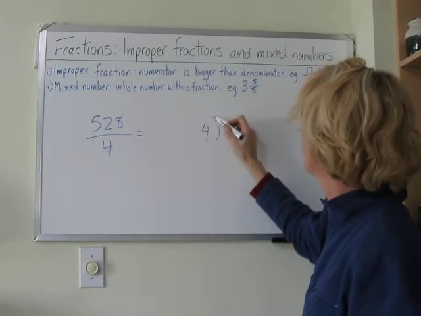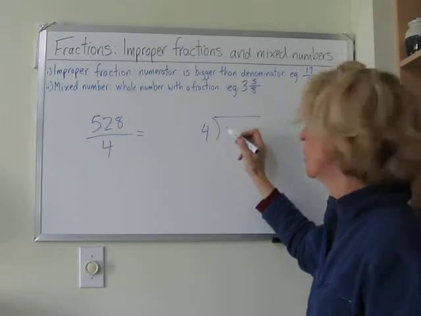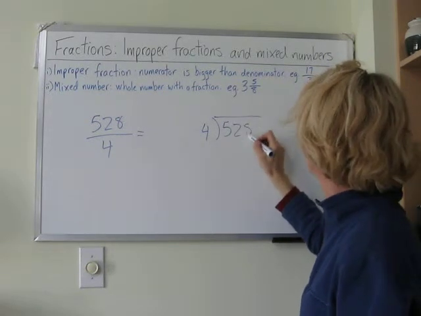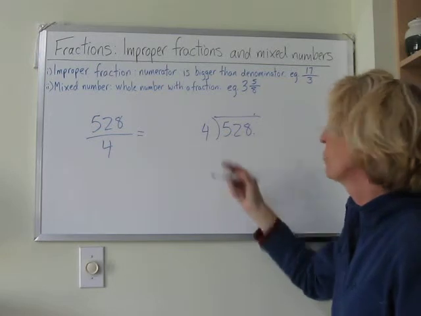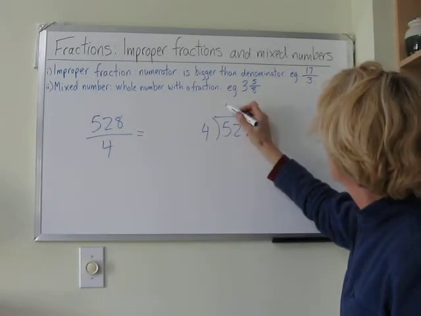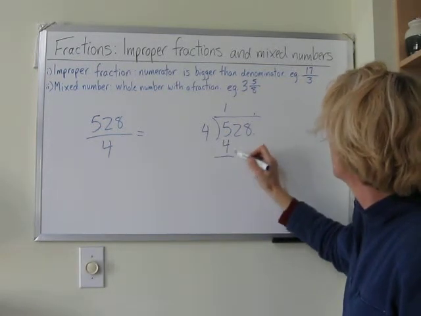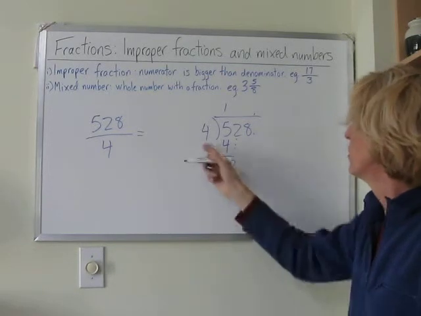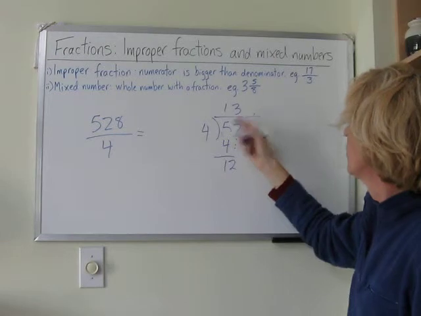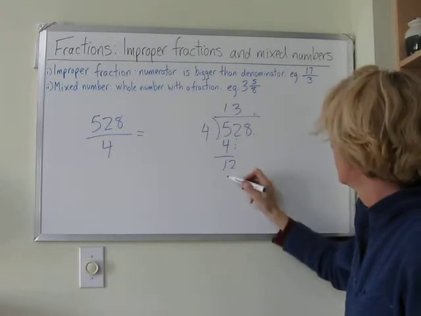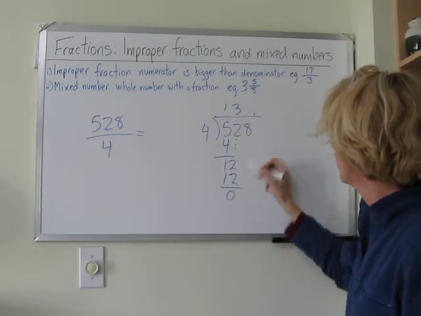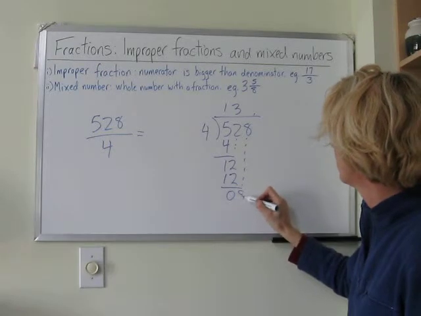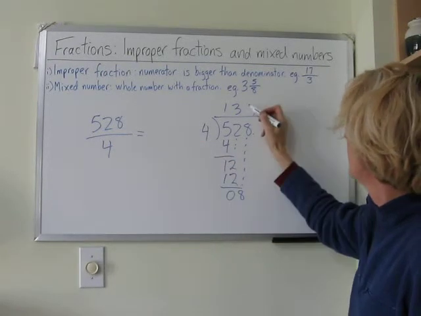What do we do? 4 divided into 528. How many times does 4 go into 5? 1. Okay. Put our 4 here. 5 minus 4. Okay. Bring down the 2. 3 times. Okay. 3 times 4 is 12. Oh, look, 0. Bring down the 8. 2 times. 4 goes into 8 twice.